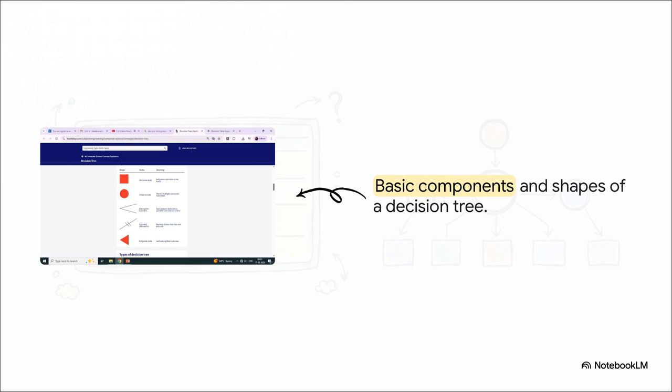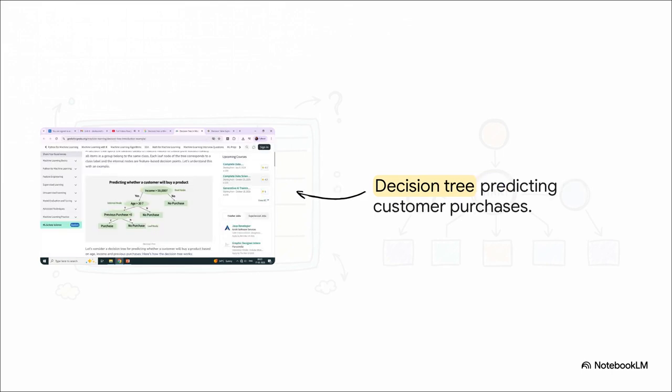The lines linking it all together, those are the branches, indicating a specific action or path. And the whole thing wraps up at the endpoint nodes or leaf nodes. Those are the triangles, and they represent your final definitive outcome. Okay, let's see this in action with a real-world scenario.